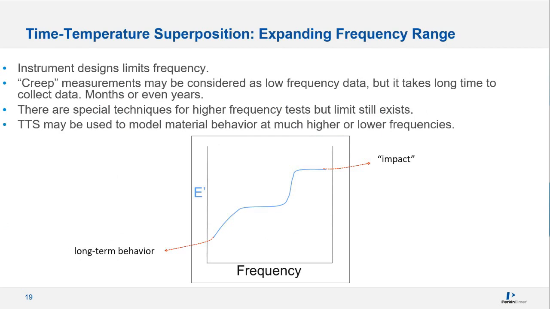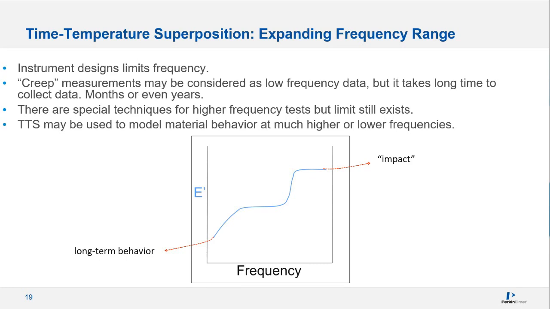Sometimes there is a problem with frequency scans. We are limited to the frequency range of a DMA, usually between 0.01 Hz and 1000 Hz. Based on the time-temperature equivalence idea we discussed in the previous slide, we can use some mathematical model to predict material behavior at much higher or lower frequencies. This is the basis for time-temperature superposition, or TTS.